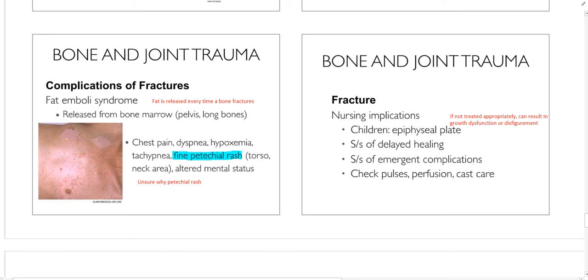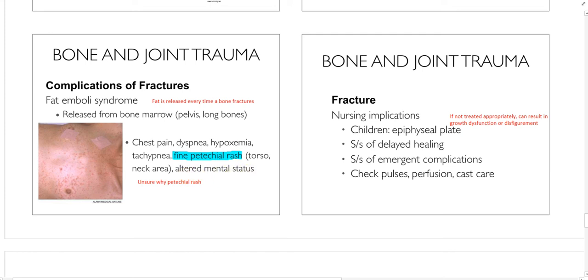So they could have chest pain if it traps inside the lungs or the heart, along with dyspnea, hypoxemia, and tachypnea. We may also see, and supposedly this is actually a pretty common sign, a fine petechial rash over the torso and the neck area. I tried looking into that, and there are some theories, but there's no real definitive answer as to why that occurs. And there's a good chance they may also experience an altered mental status.